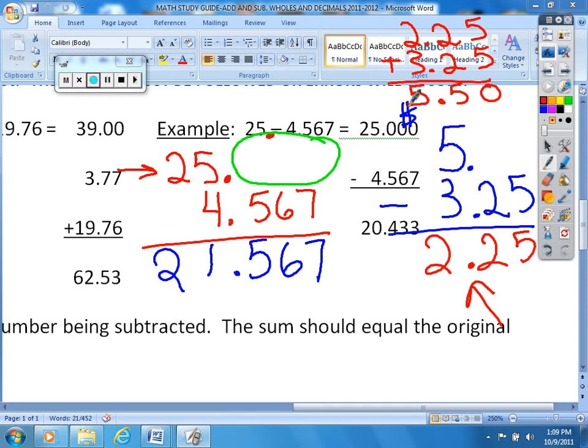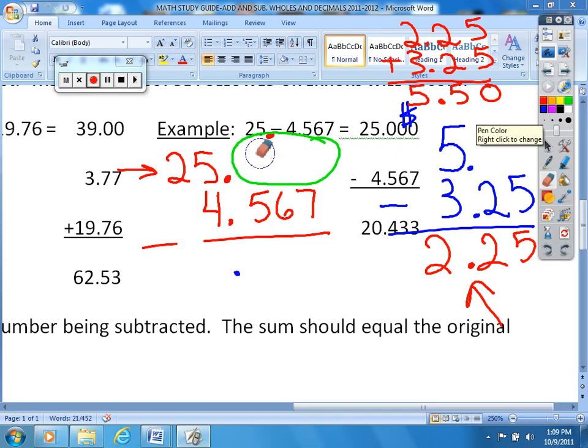Well, I didn't start with 550. I started with 5. So what happened? Something is not right. I did something incorrect, and I need to figure out what it was. Well, this is what I did wrong. I failed to realize that you just can't bring numbers down when you're subtracting. That just doesn't work. You've got to have something up there to subtract them from.